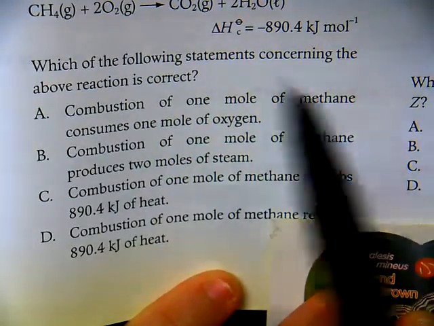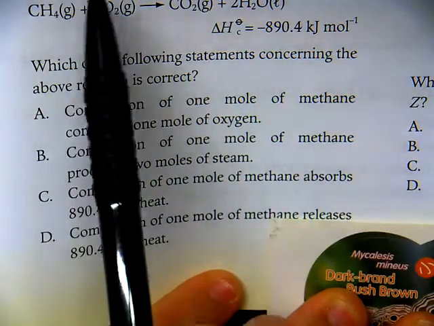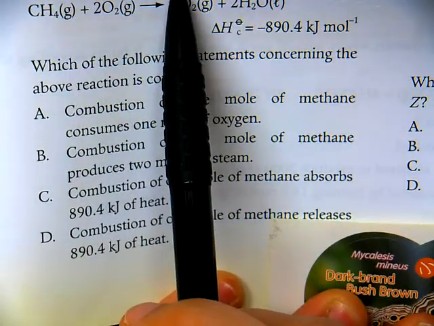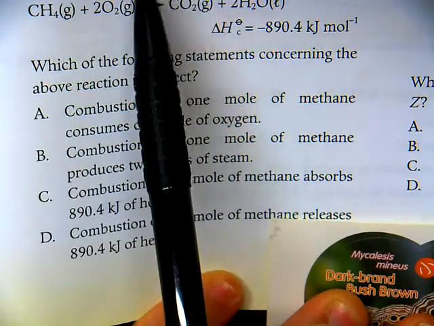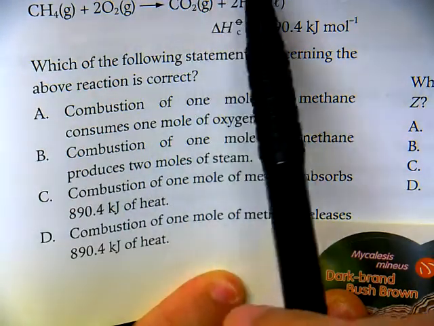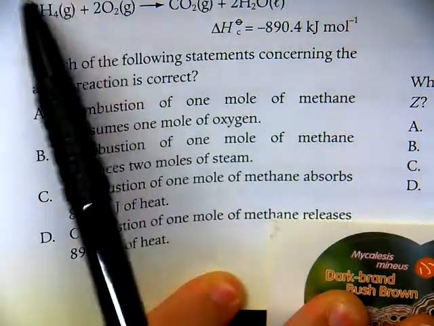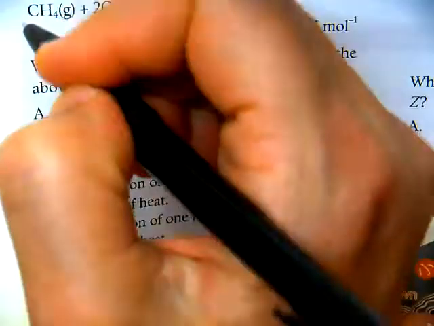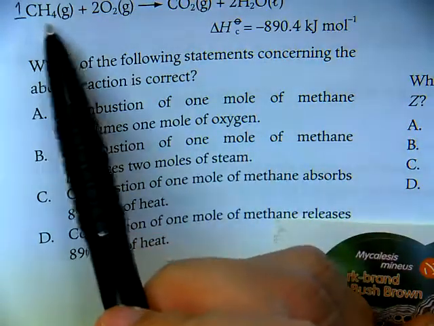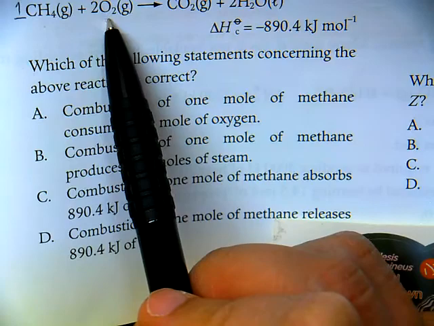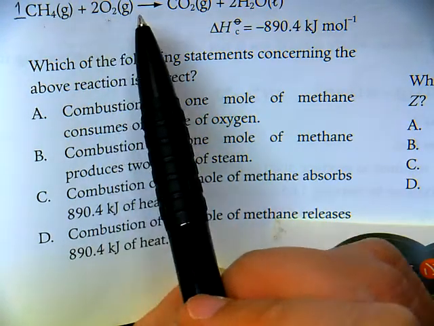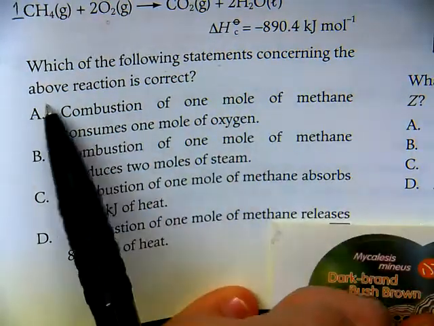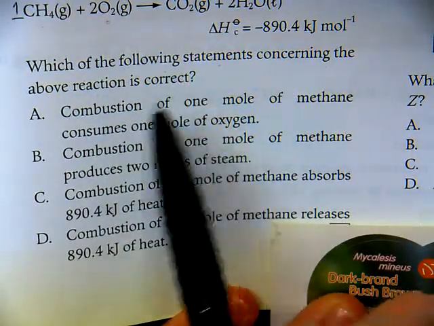Chapter exercise. Question number 6. The thermochemical equation for the combustion of methane is as follows. First of all, please recite the definition. Combustion of methane is the enthalpy change when 1 mole of methane is completely burnt in oxygen under standard conditions. Understand? Which of the following statements concerning the above equation is correct?